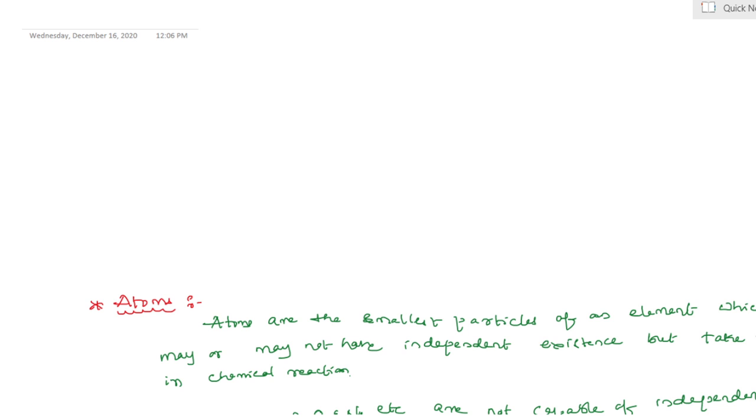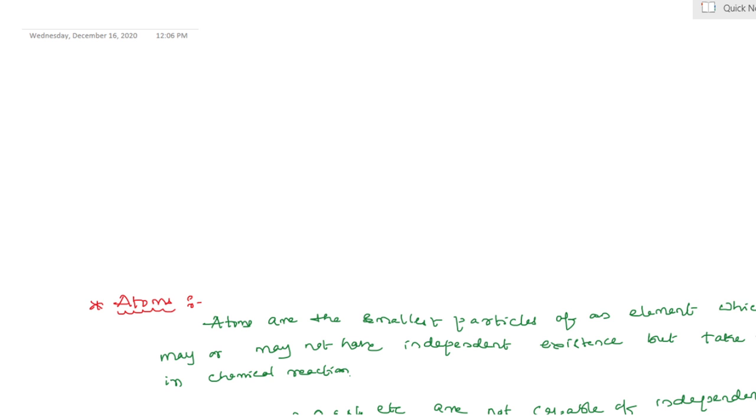Yes, my dear students, at that time we discussed an example: sodium carbonate reacts with hydrochloric acid to give carbon dioxide as well as sodium chloride. It means the total mass of reactants is 14 gram and the total mass of products is also 14 gram. Since the reactants and products have the same mass, this means that there was no loss or gain of mass after the reaction.